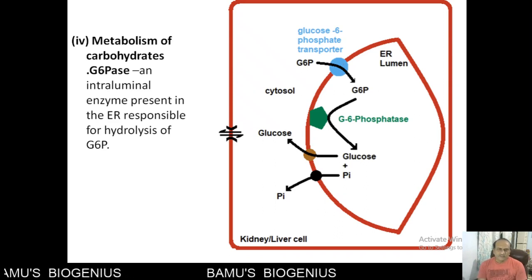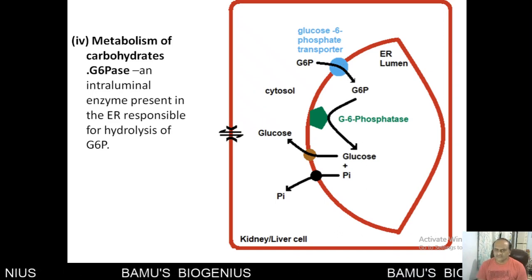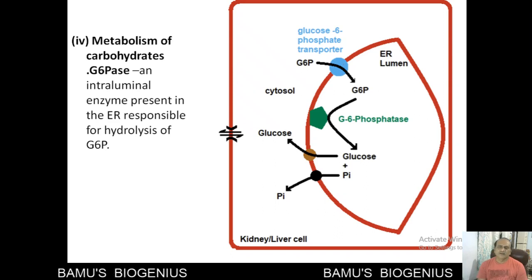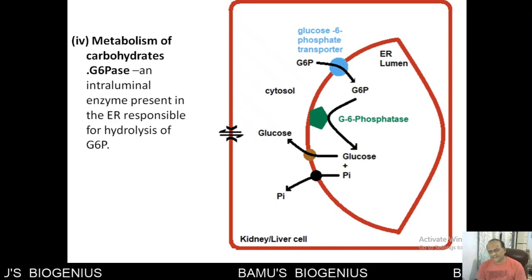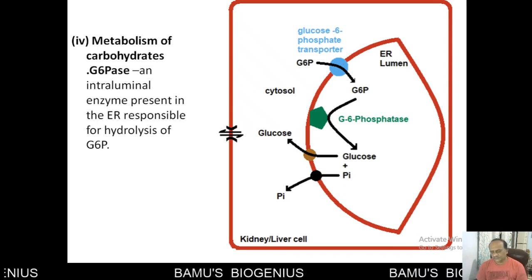So, in all, it maintains glucose homeostasis. This is the role of the endoplasmic reticulum with the help of the enzyme glucose 6 phosphatase. We can say that glucose metabolism and glucose homeostasis are maintained with the help of the smooth endoplasmic reticulum.